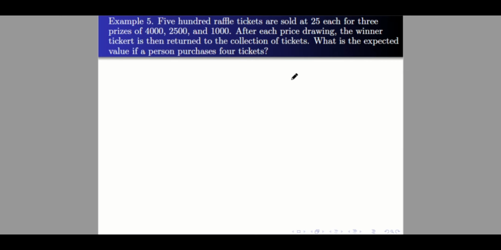Okay, example 5. 500 raffle tickets are sold at 25 each for three prizes of 4,000, 2,500, and 1,000. So these are the prizes. After each prize drawing, the winning ticket is then returned to the collection of tickets. So this is with replacement. What is the expected value if a person purchases 4 tickets? So for the expected value, we will use the formula of the mean.